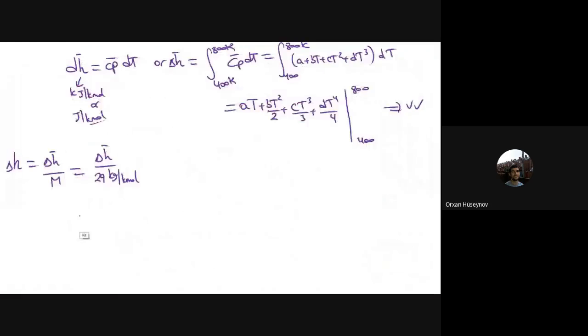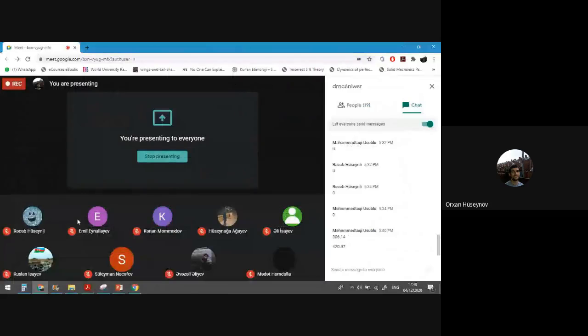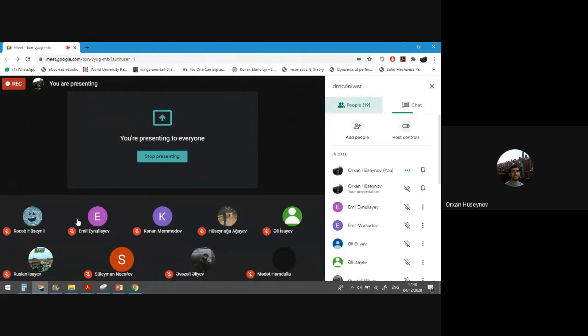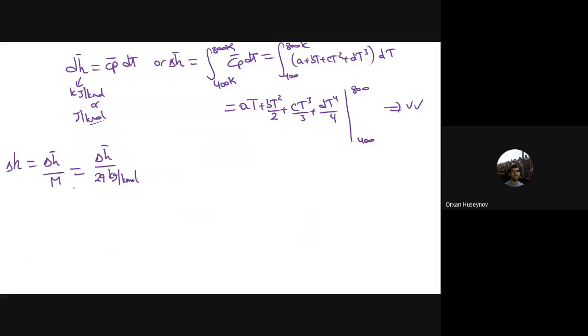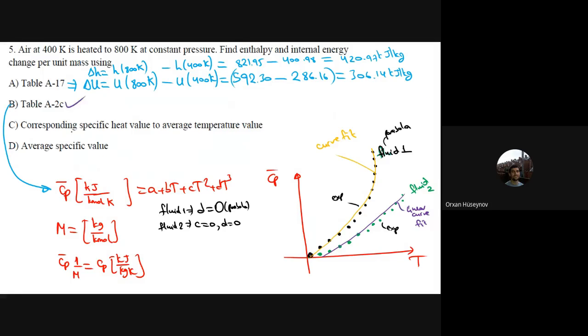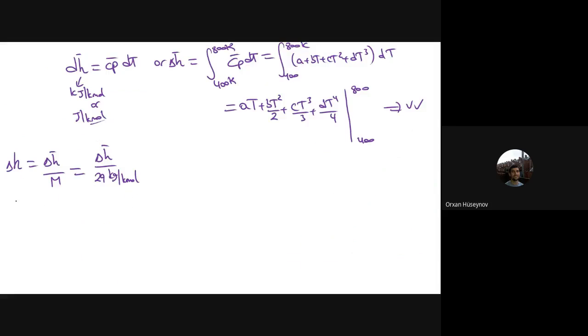Do you have any questions for this one? Is there any question? No. Good. Now we have found the A to D part and the corresponding specific heat value at average temperature value. This is method C. Now let's do that one.